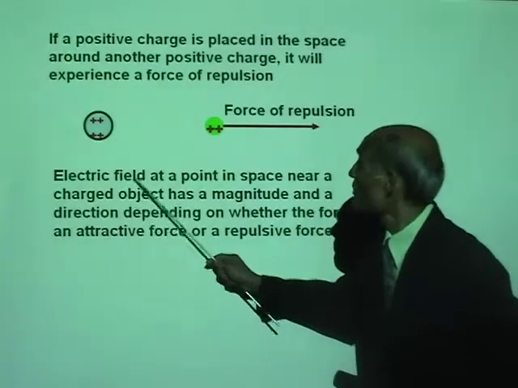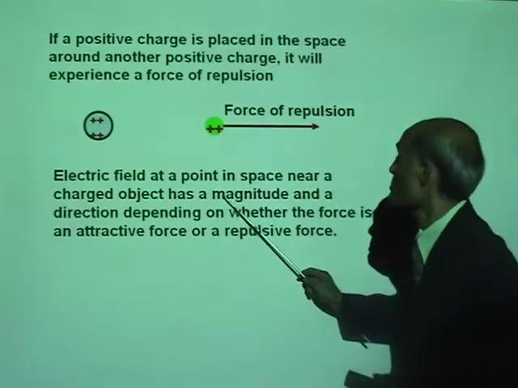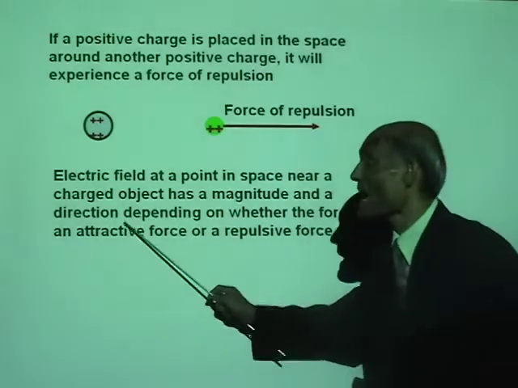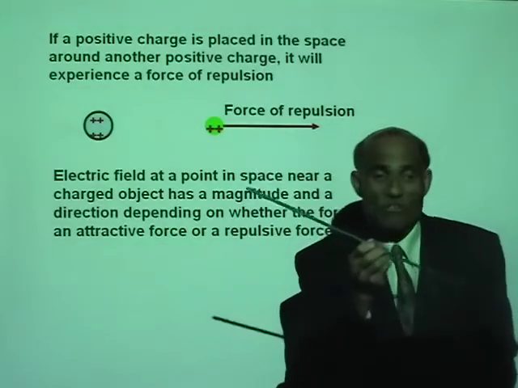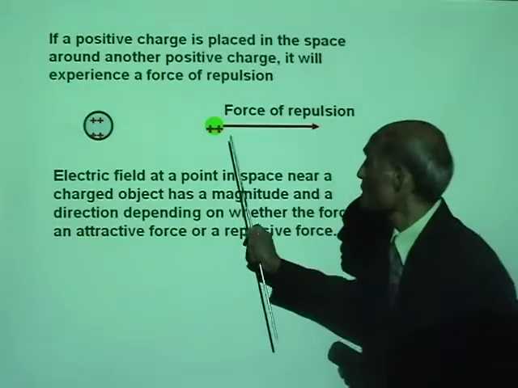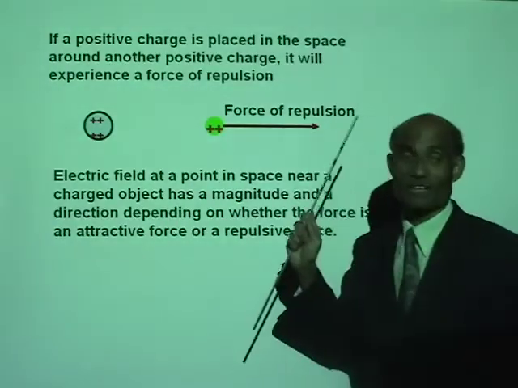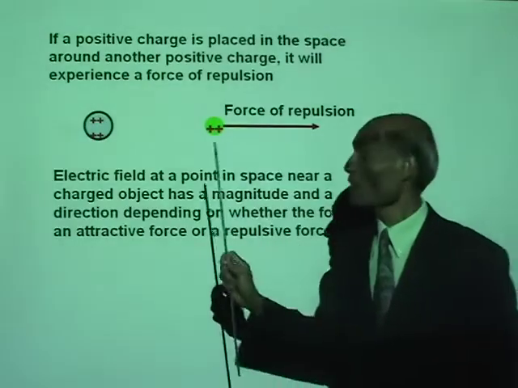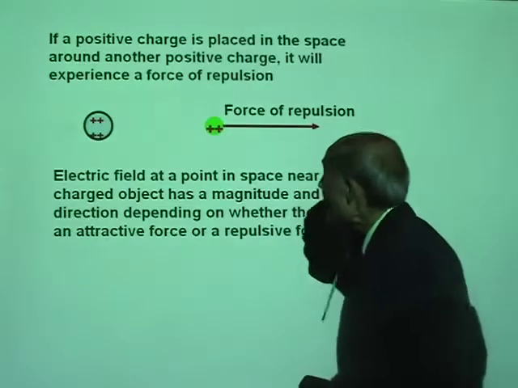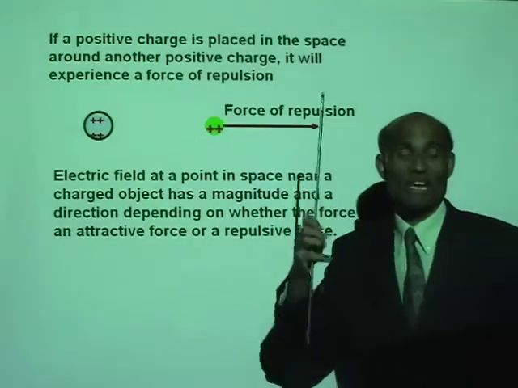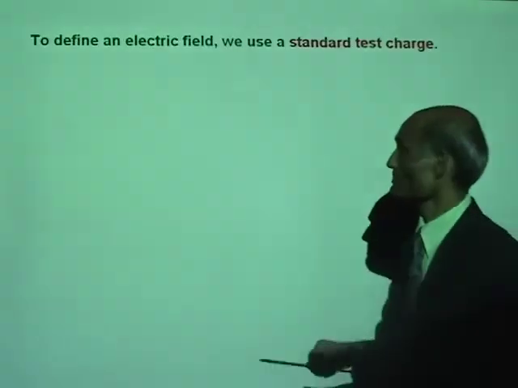Now, electric field at a point in space near a charged object has a magnitude and a direction. So electric field has a value and the field has a direction. You can see this field is directed away from the positive charge, right? So a positively charged object will repel a positively charged object. An electric field has a direction and a value.